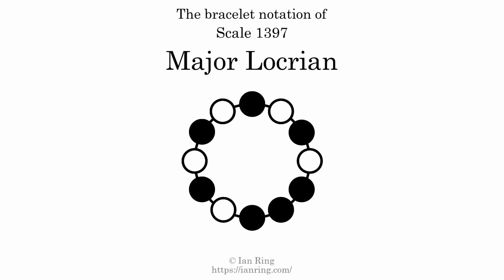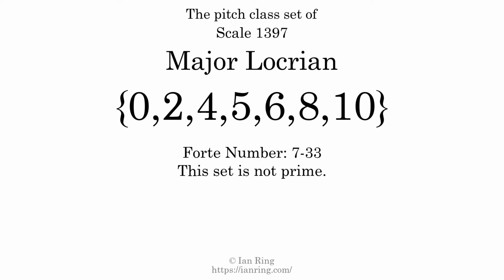This is a bracelet notation diagram of scale 1397. The shaded circles represent tones that appear in the scale, and they are read clockwise, starting at the top. The pitch class set for this scale is 0, 2, 4, 5, 6, 8, 10. The fault class is 733. This set is not prime.